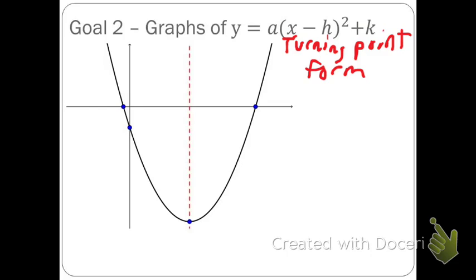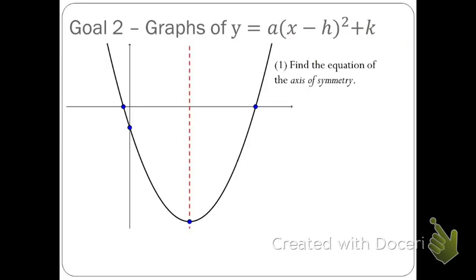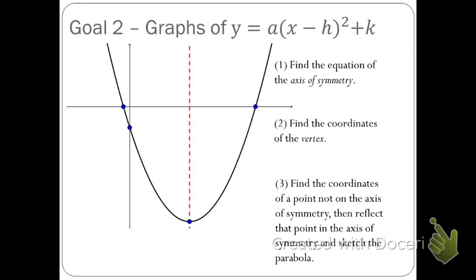Now the purpose of this slide is to talk about the steps that you go through whenever you're trying to graph something that's written in turning point form. And it turns out the basic process here is the same as when it's in standard form because you're still trying to graph the same type of thing. Still need to know where the axis of symmetry is. You still need to find the coordinates of the vertex, and you still need to find the coordinates of one point that's not on the axis of symmetry and use symmetry to reflect that and sketch the other half of the graph. We're going to come back to this slide a little bit later on, and I'll be more specific about how you find each of these things right here.